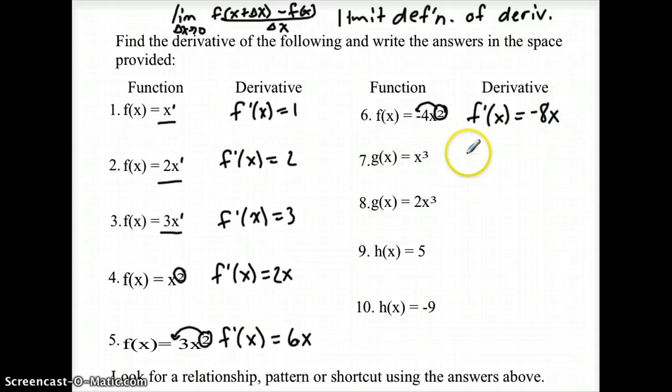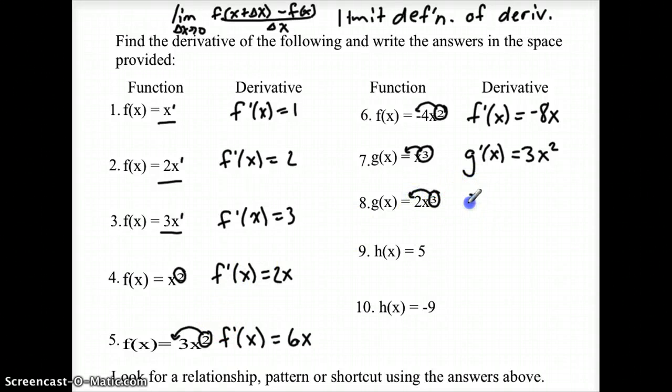Do you think that same pattern works for x cubed? Well, the derivative of x cubed is 3x squared. So what happened? Did that power go down as the coefficient? It sure did. What happened to the exponent? It was a 3 and it went down to a 2. Here it was a 2, it went down to a 1. So it looks like the power decreases by 1.